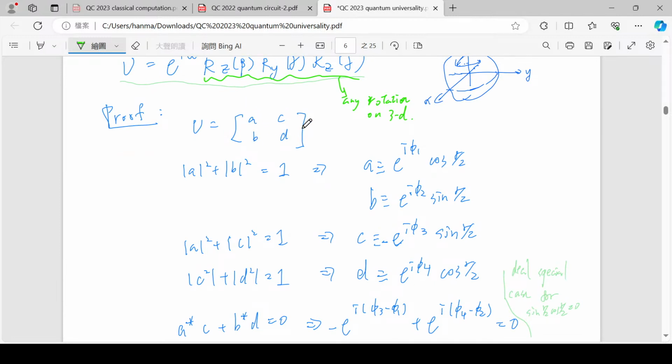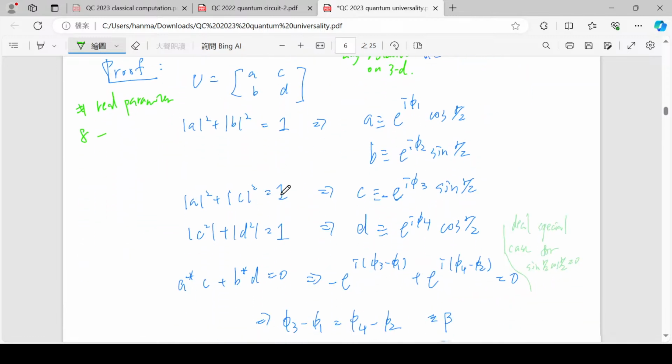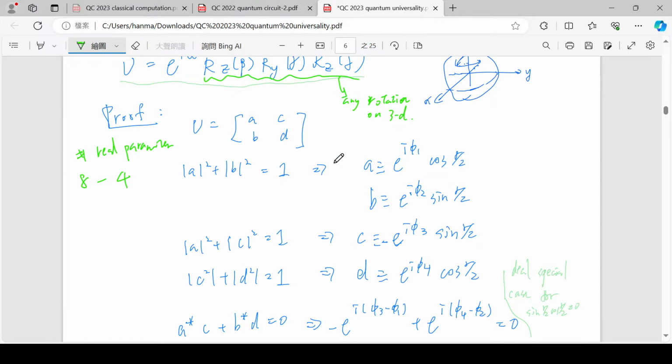So basically you have a unitary with entries A, B, C, D, and we want to count the number of real parameters. You have 4 complex numbers, so that's 8 real parameters, but it's a unitary, so it constrains them, and you have 4 constraints to bring it down to actually only 4 of those. Anyway, we'll see how they correspond to A, B, C, D.